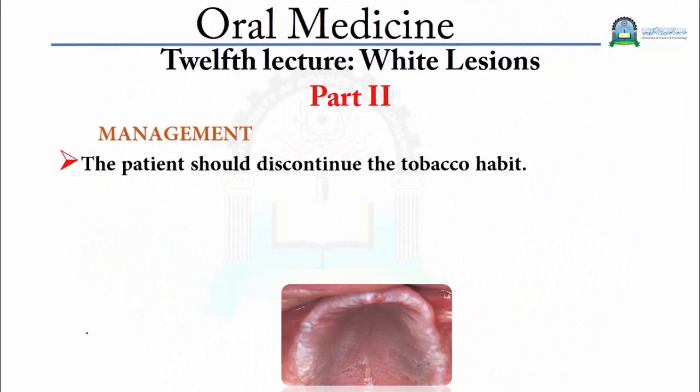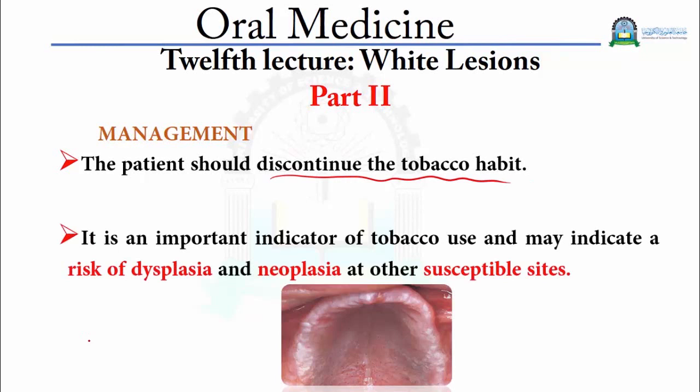Management: at first the patient should discontinue all types of smoking, pipe or cigarette or whatever. Keratosis, nicotinic stomatitis, is a very important indicator of tobacco usage. So if the patient lied to you and does not speak the facts about his or her smoking habits, you can find these clinically indicative findings of smoking.